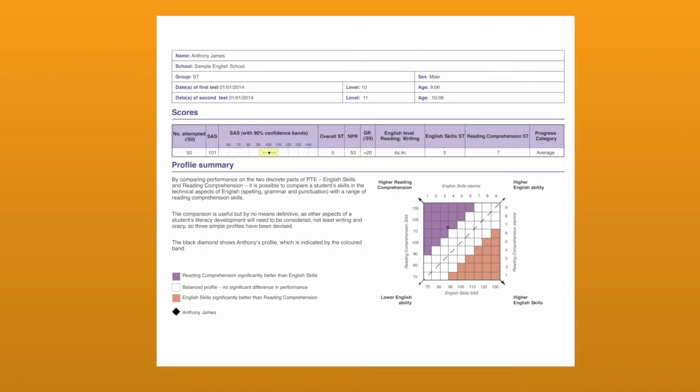This is the individual student report for teachers and features Anthony James. The table shows the scores which are taken from the group report for teachers. We also have a scattergram that shows exactly where his skills lie. You can see that Anthony is one of the students with a significant gap between his English skills and reading comprehension. His standard age score of 101 is composed of below average English skills and above average reading comprehension. His stanine of 3 for English skills is below average, and reading comprehension at 7 is above average.